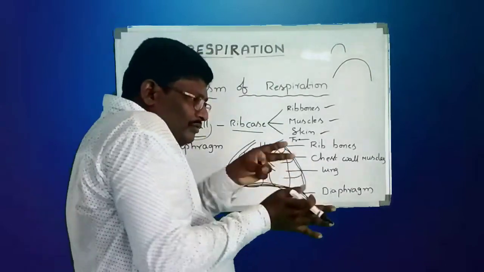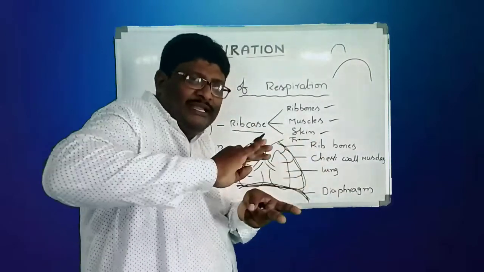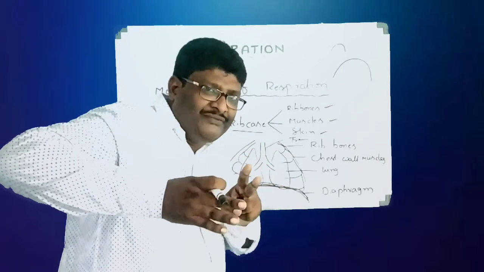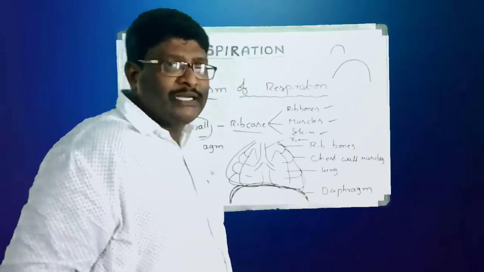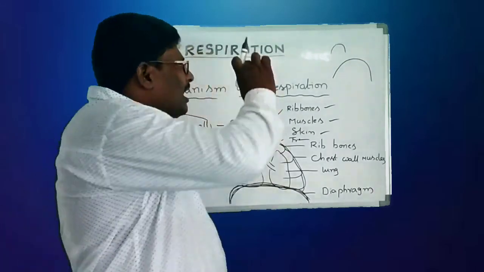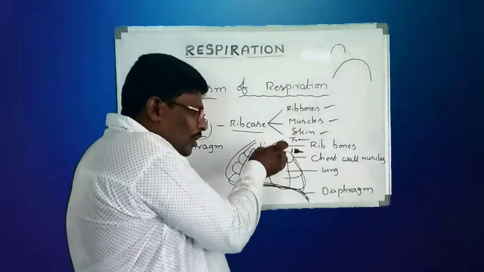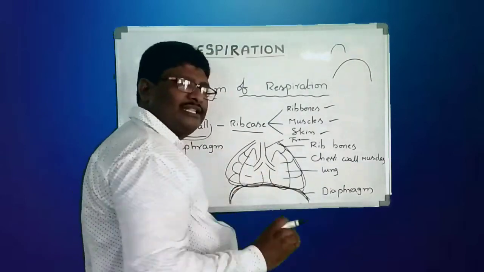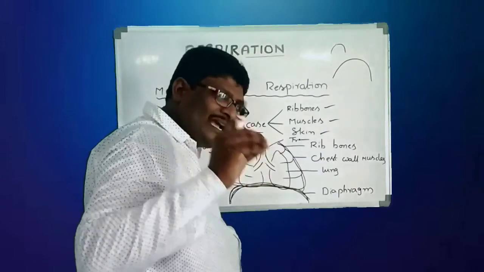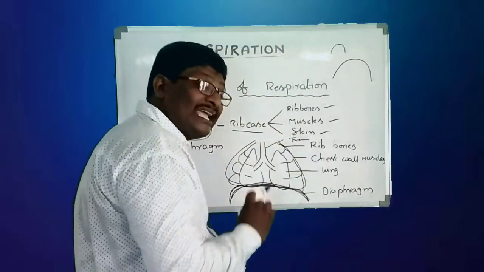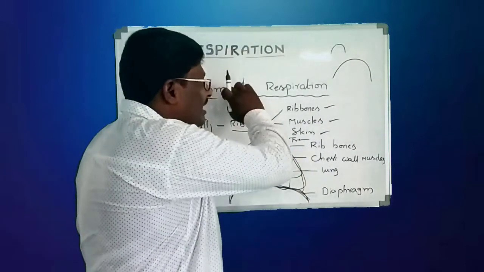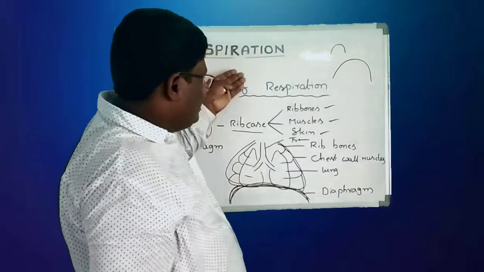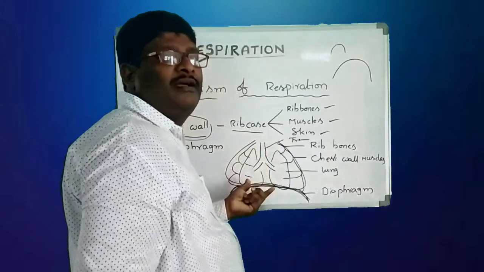So when the variation takes place, what is the variation? A concentration variation takes place between the lungs and the outside atmosphere. Gases move from higher concentration to lower concentration. Here inside the chest cavity or the lungs cavity, there is a lower concentration. So because of this lower concentration, the gases move from higher concentration to lower concentration, and automatically the air enters into the lungs.